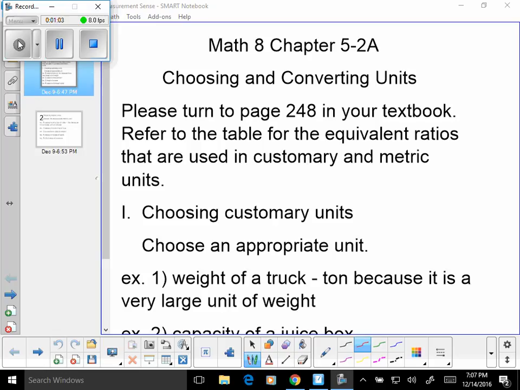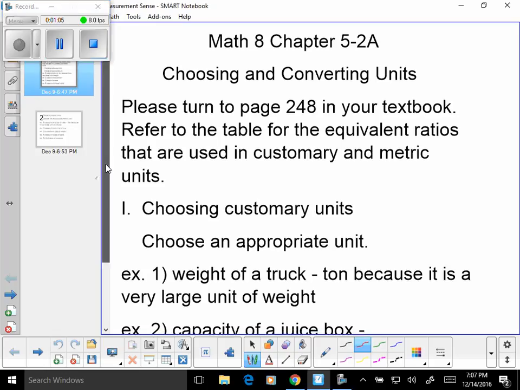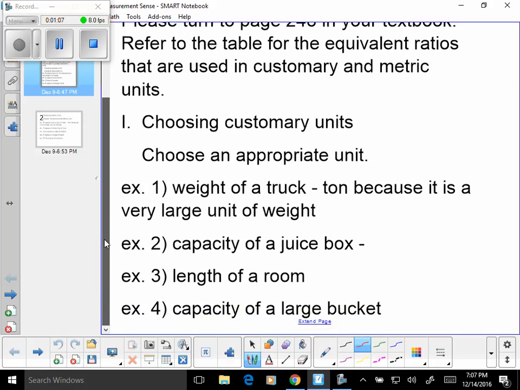One of the things that you'll be doing is choosing customary units. You'll be choosing an appropriate unit to use. For example, number 1, if we were going to talk about the weight of a truck in customary units, we would use a ton because it is a very large unit of weight. Now, if we're going to talk about the capacity of a juice box, that is going to be the fluid ounce.